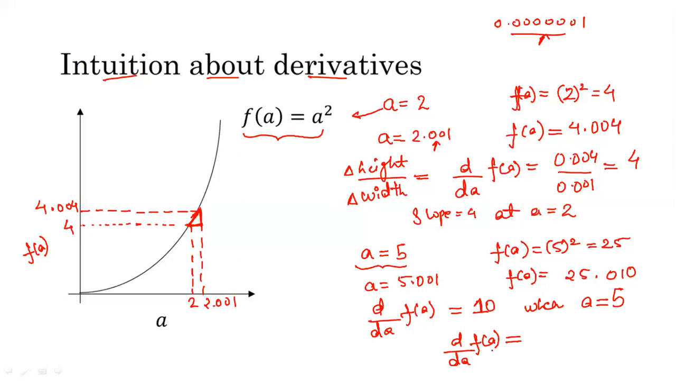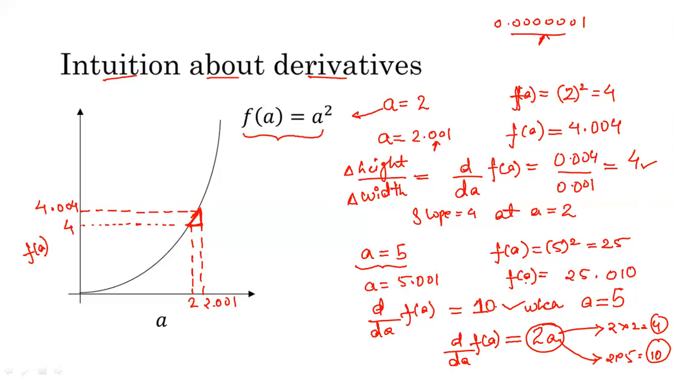So here a is a variable. If I have the function f of a equals a square, the derivative of this function would be equal to 2a. If I put the point a equal to 5, then the slope of this function would be 2 into 5, that is equal to 10. And if I put a equal to 2, it would be 2 into 2 equals 4. So you can see the slopes are 4 and 10, which I have calculated manually.